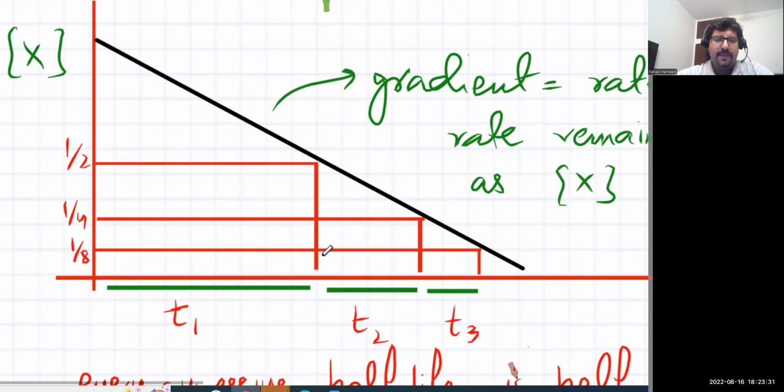That's T1. What's after that? That's T2. This is your starting point. How much time did it take for the concentration to decrease by half once more? So it's this point, this line over here. You clear it?